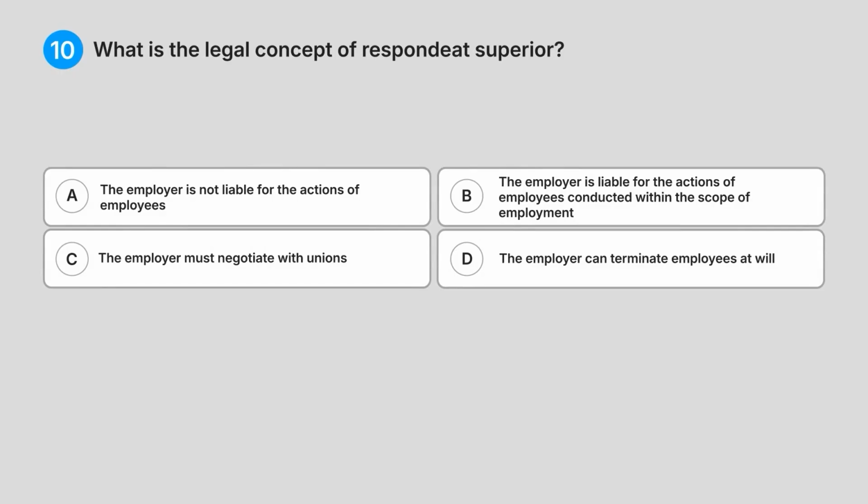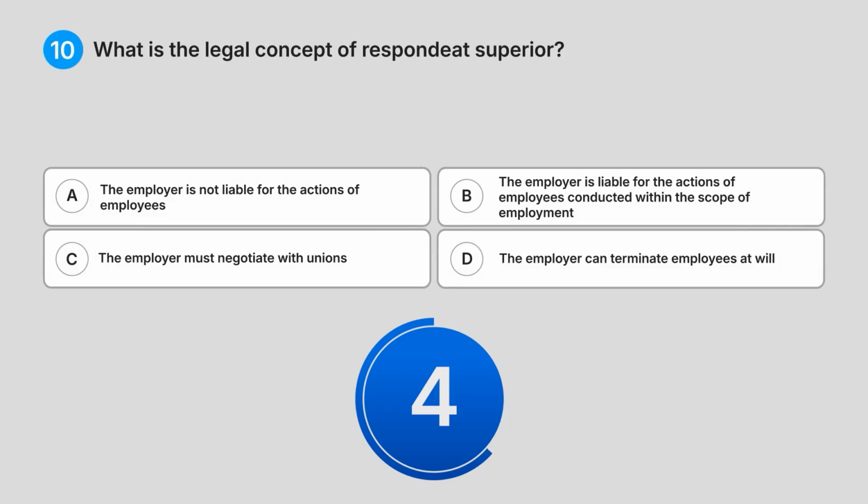10. What is the legal concept of respondeat superior? A. The employer is not liable for the actions of employees. B. The employer is liable for the actions of employees conducted within the scope of employment. C. The employer must negotiate with unions. D. The employer can terminate employees at will. What do you think is the answer?